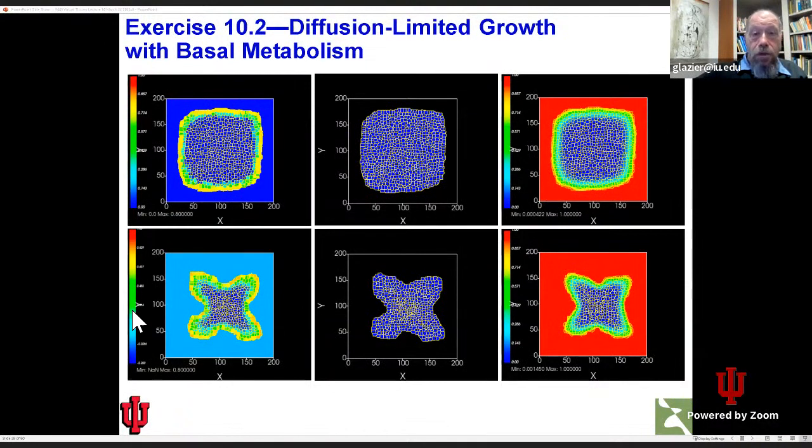Depending on the parameters I chose, if the diffusion constant and the uptake were both pretty high, I got something that looked relatively round. If I made the diffusion constant smaller, I got something that looked spiked, and that's typical of what's called diffusion-limited growth. In the top one, I don't have cell death. Cells stop growing, but they don't die. In the bottom, you can see in the middle, they're shrinking cells, so I have contraction in the middle with expansion at the surface at the same time.